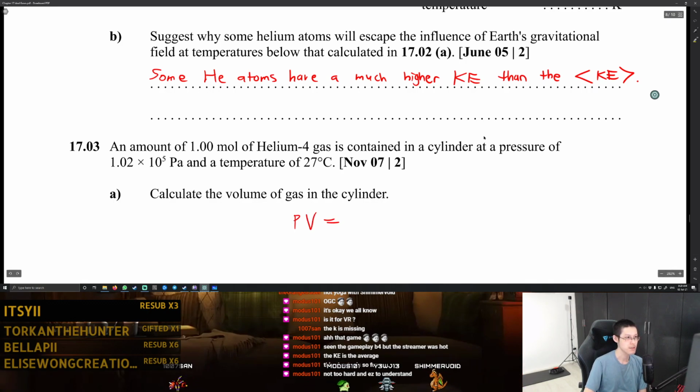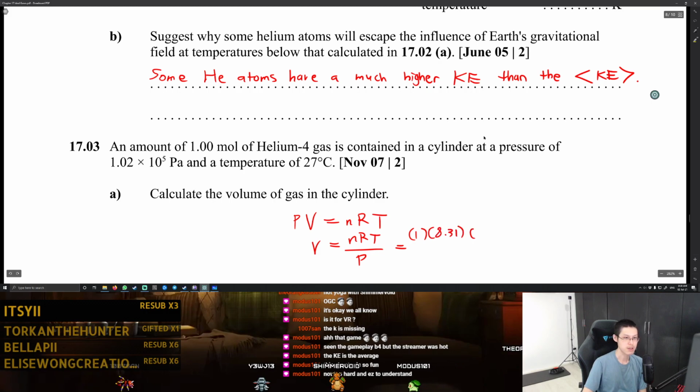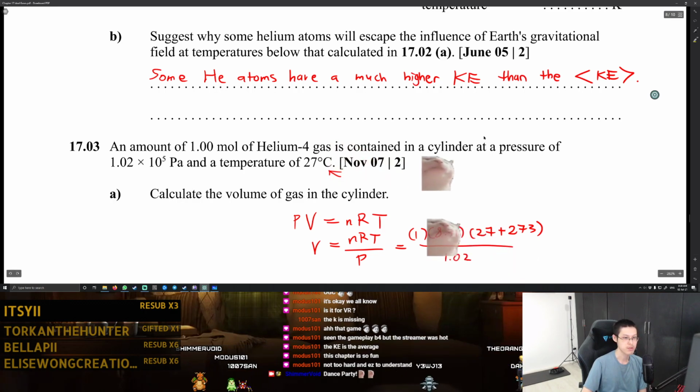So you're going to use PV equals nRT, and you make V the subject. n is 1 mole, right? R is 8.31, T is 27 plus 273. 27 is the temperature that people use for the room temperature for chemistry. P is going to be 1.02 times 10 to the power of 5.